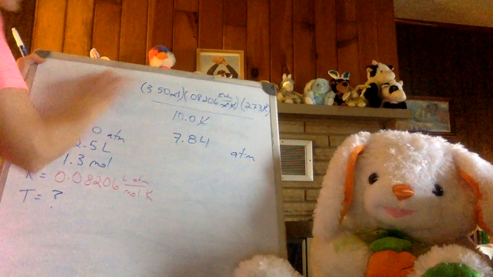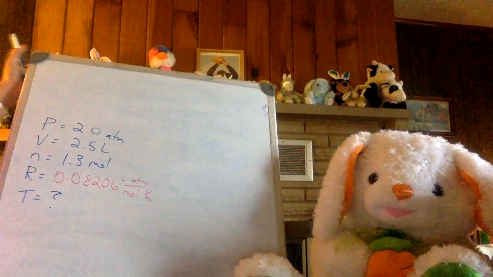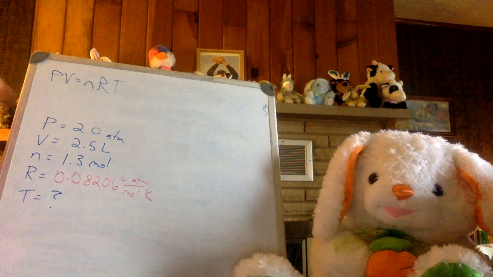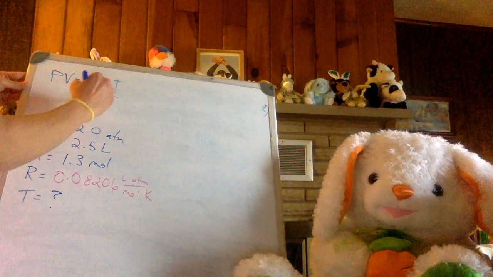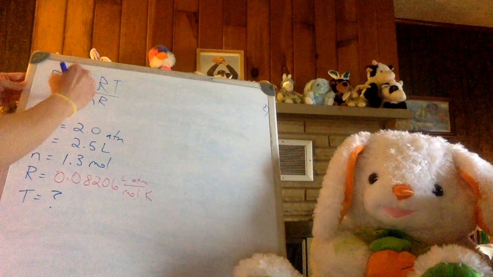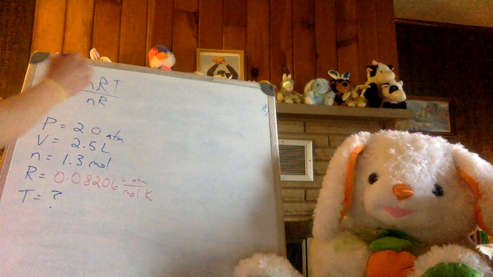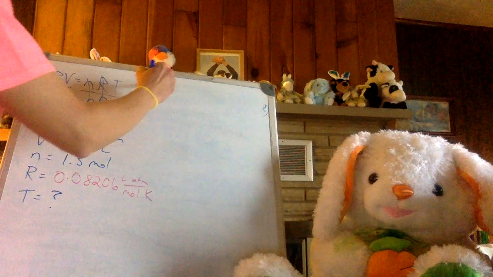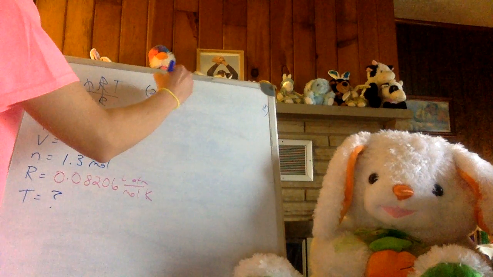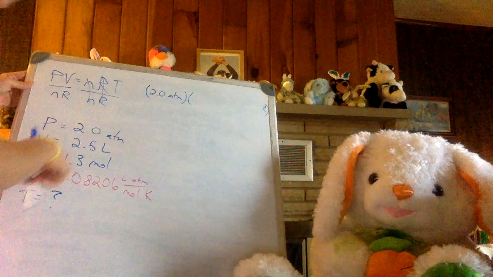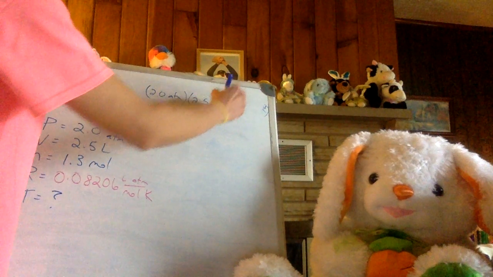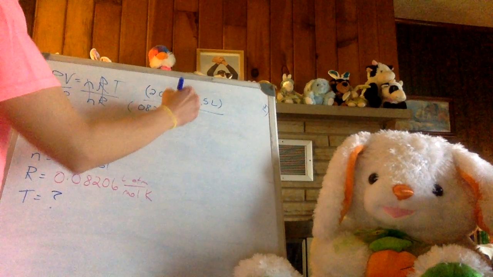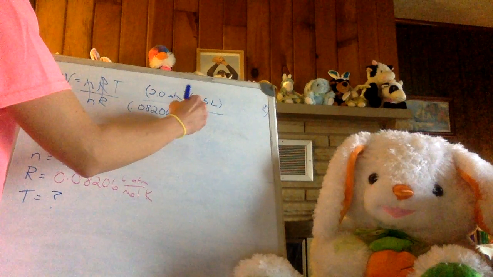I also noticed that, like I say at school, same problem, different problem. I'm still on PV equals nRT, but this time I'm solving for T. I want T by itself, so if I divide by nR, those will cancel, and it looks like T equals PV over nR. So P, 2.0 ATM, V, 2.5 liters, divided by everybody's favorite R, 0.08206 liter atmosphere per mole Kelvin.